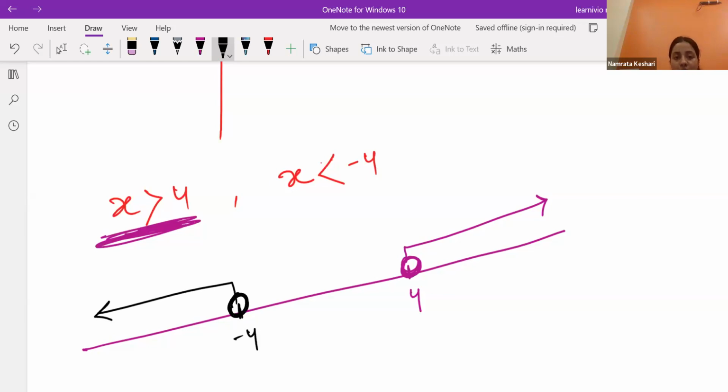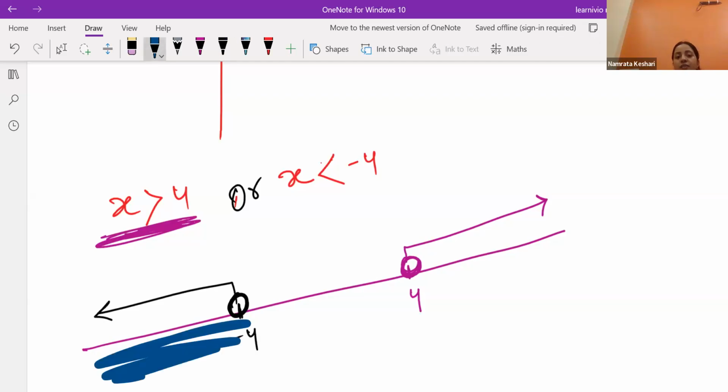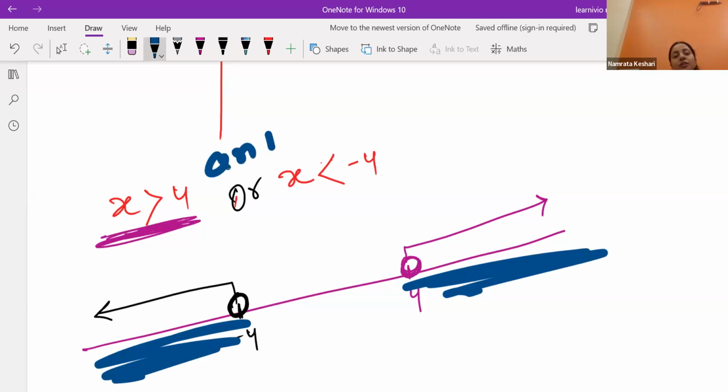Now here, if I write "or", then your solution will be this region also and this region also. Both are your solution. Okay, and here only if I write "and", if I write "and" over here, then you will say there is no common solution.